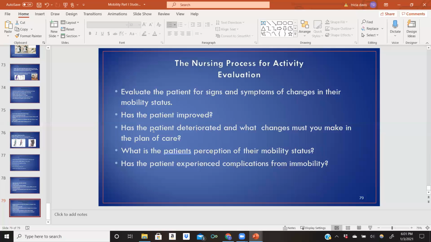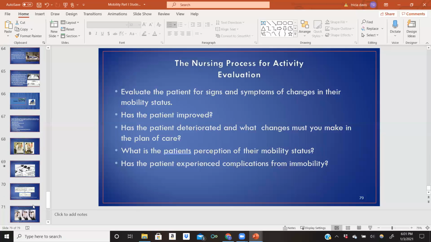So what is your patient's perception of their mobility status? And has the patient experienced complications from immobility? So these are all the things you want to think about.